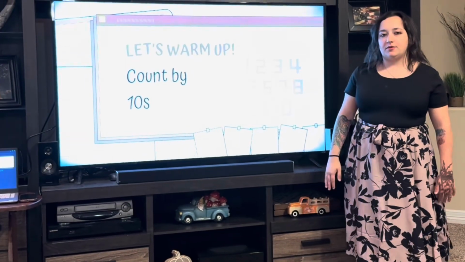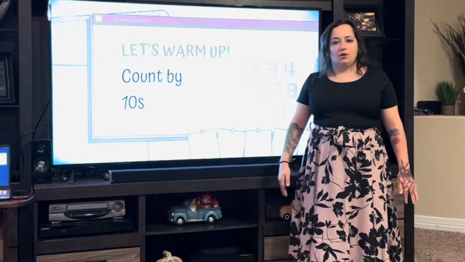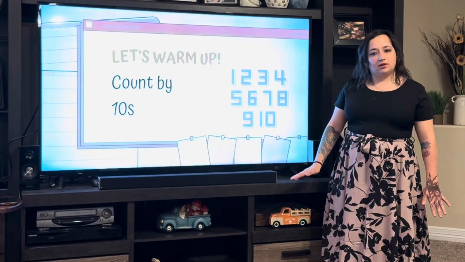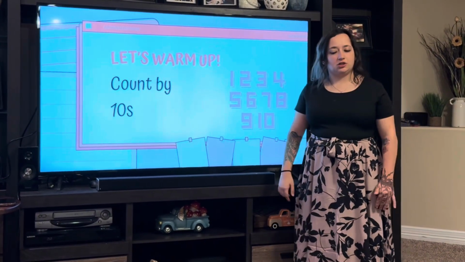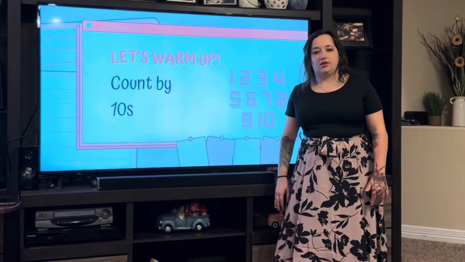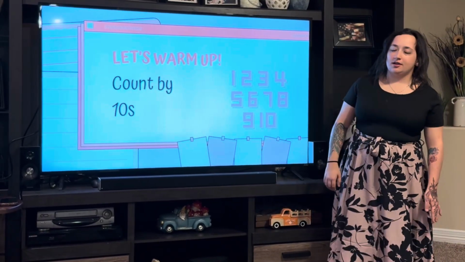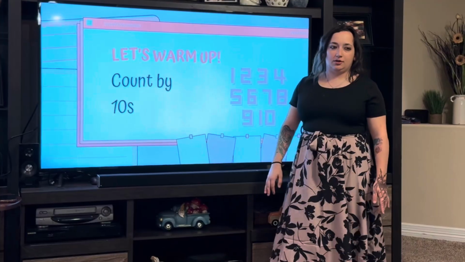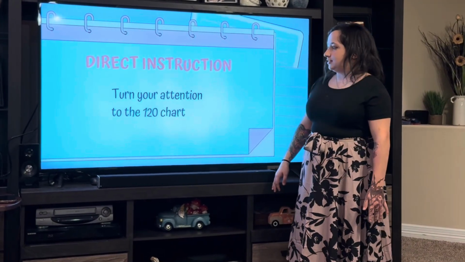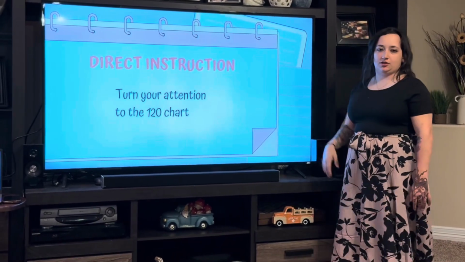All right, friends, now that we've counted by tens, what do we notice about what place value changes? The tens place, good job. Okay, so that's gonna lead us into our lesson today. I want you to turn your attention to the 120 chart on the board.